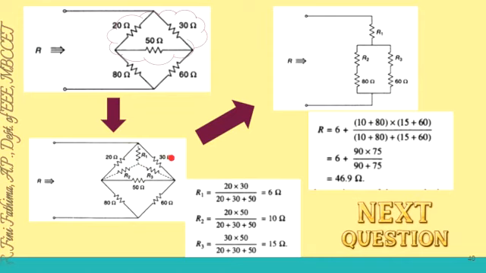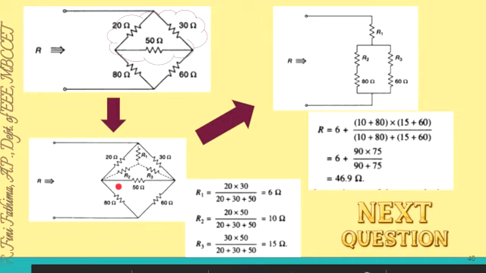R1 is the product of adjacent sides, that is 20 into 30 divided by 20 plus 30 plus 50, which is 100. So 20 into 30 divided by 100, you will get 6 ohm. Similarly, to find R2, we multiply 20 into 50 divided by 20 plus 30 plus 50. 20 into 50 is 1000, divided by 100, that is 10. Again, to find R3, we multiply 50 into 30, which is 1500, divided by 100 is 15. So we got the values for R1, R2, R3.